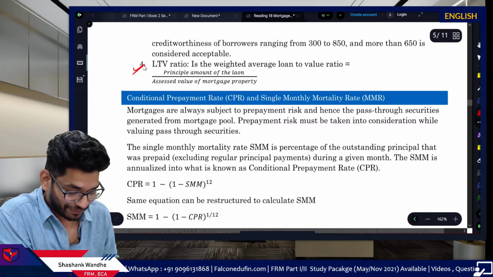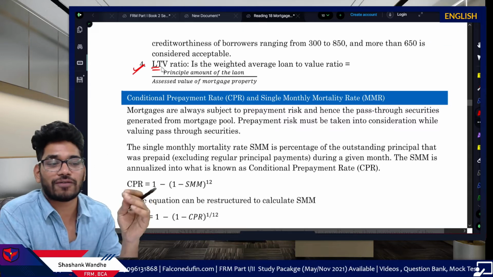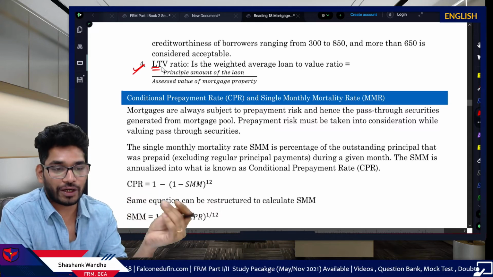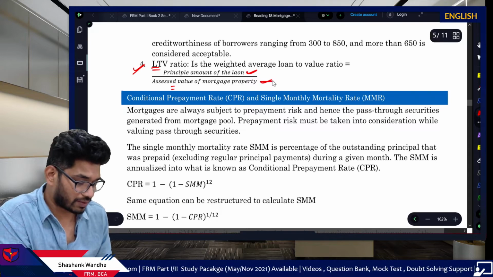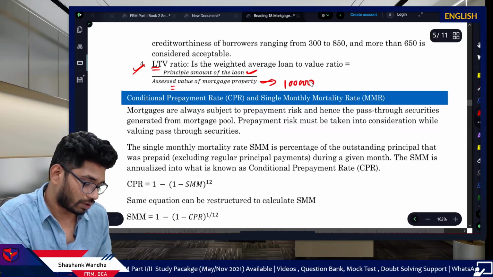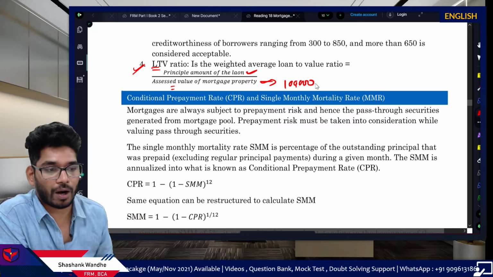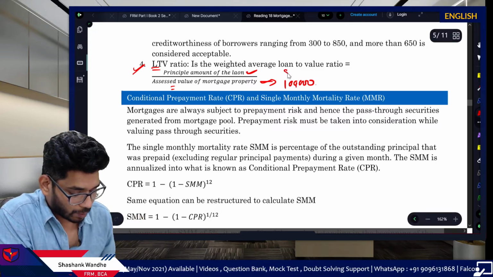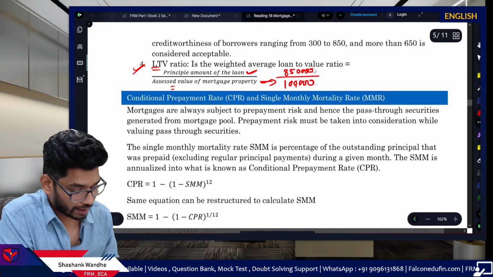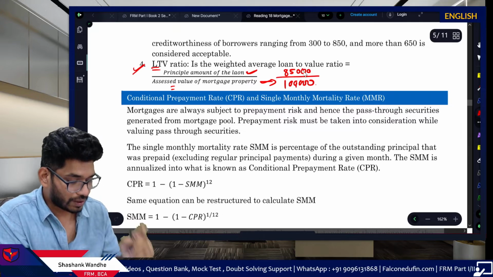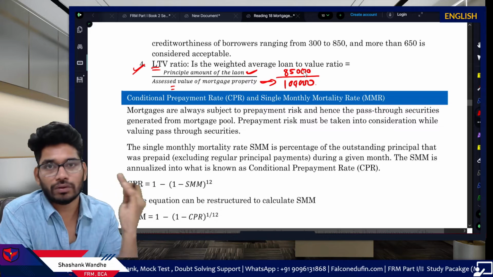Okay. So next, fourth is the loan to value ratio, LTV ratio. LTV is the weighted average of whatever is the loan value here. So principal amount of the loan and asset value of the mortgages. Say you have the asset, that is the house or real estate property worth 1 lakh, and the bank is providing a loan of only 85,000. So the bank will only provide 85% of loan compared to the asset's value.